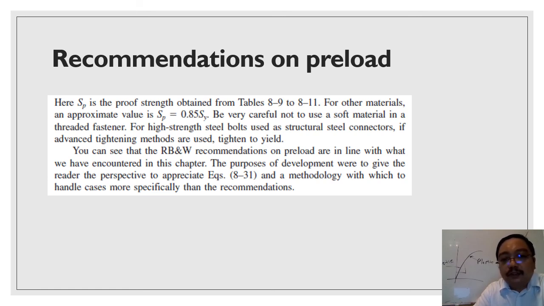Be careful not to use a soft material in a threaded fastener. For high strength steel bolts used as structural steel connectors, if advanced tightening methods are used, tighten to yield. You can read it. You can see that the RB&W recommendation on preload is in line with what we encountered. So what is meant by tighten to yield? Meaning that you tighten until you cannot tighten anymore, and use extra force to make it tighter. This is what they recommend in preload.